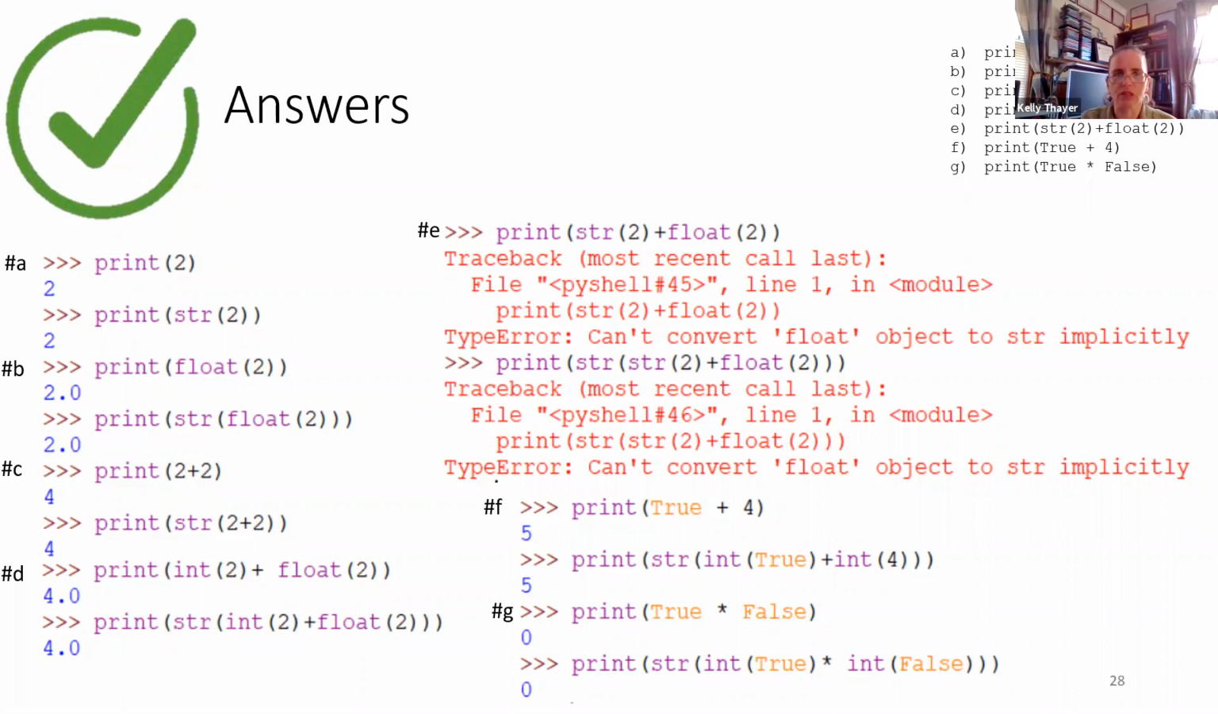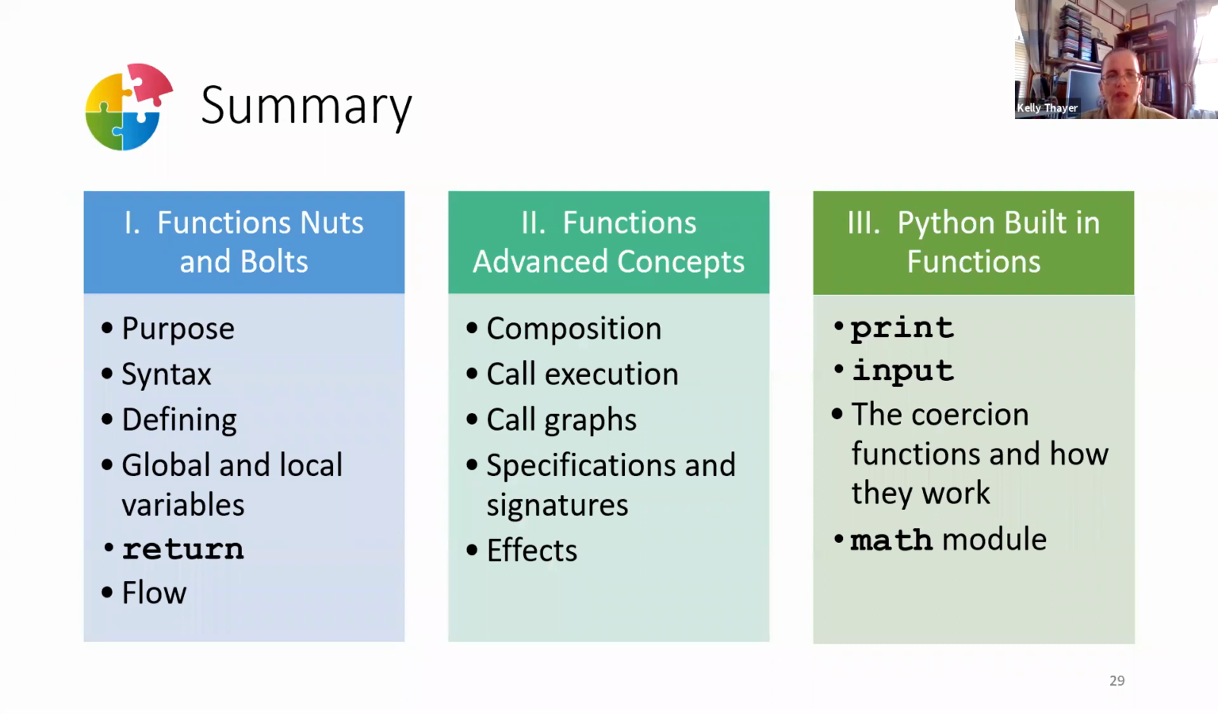converting the various types. So then that brings us to our summary. We talked about the purpose of functions, the syntax, defining and global and local variables, how to return, and tracing out the flow. We talked about composition and call execution. We traced out the execution of that function. For call graphs, we had a look at that tile program where we were actually seeing a function call within a function.